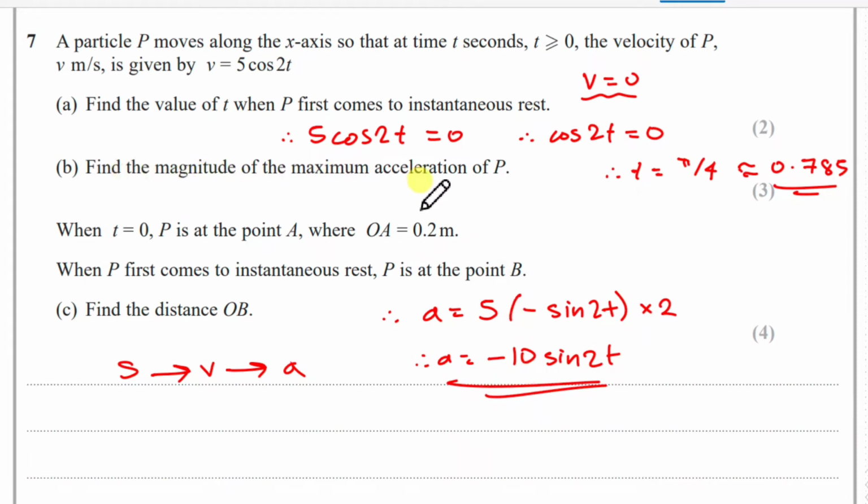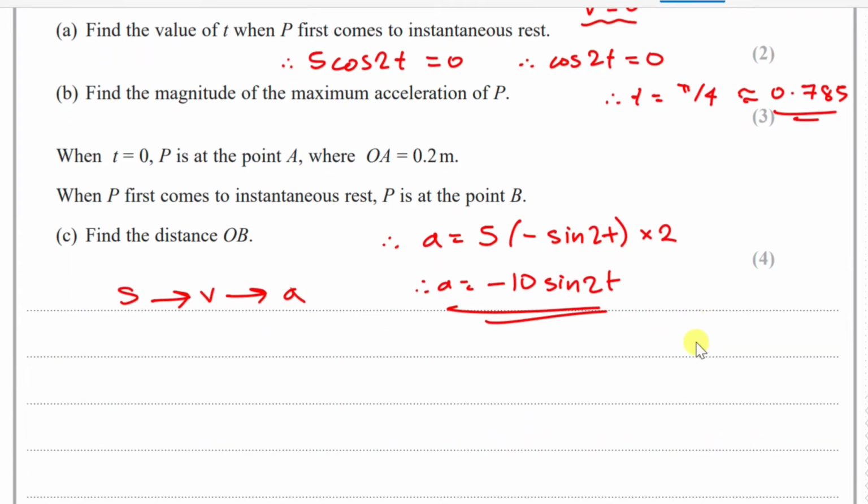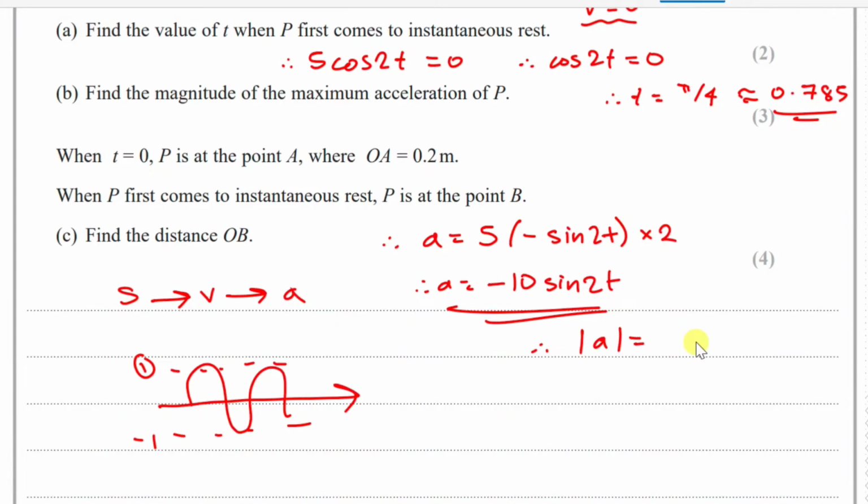It says find the magnitude of the maximum acceleration of the particle. So you want the biggest possible value of this expression. To get the maximum possible value, we just have to ask ourselves, what is the maximum value sine 2t can take? If you think about it, guys, it's a sine wave, floating between minus 1 and 1, so the maximum possible value of sine 2t would be 1. So the maximum value would be minus 10 times 1. The magnitude of the maximum acceleration, when you do magnitude, it's always positive, is 10 meters per second squared. That's all it is, guys.